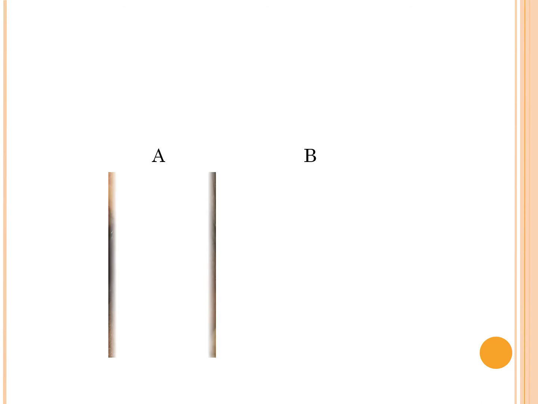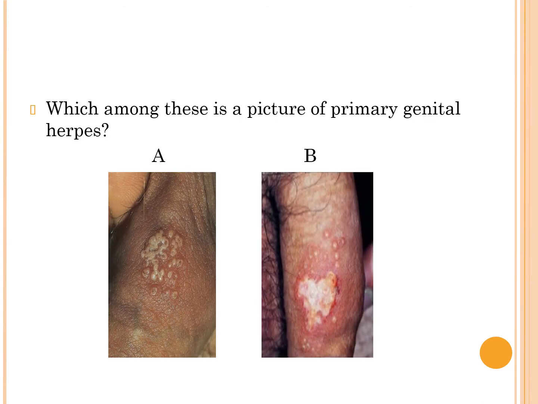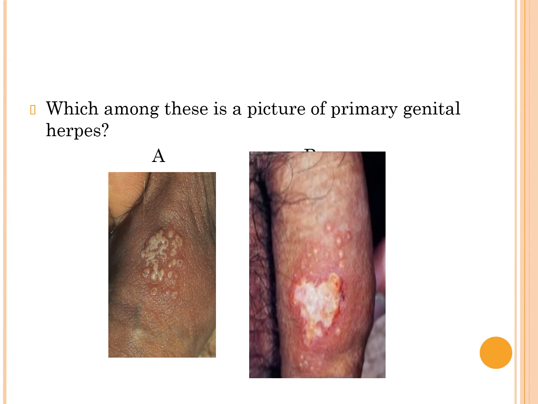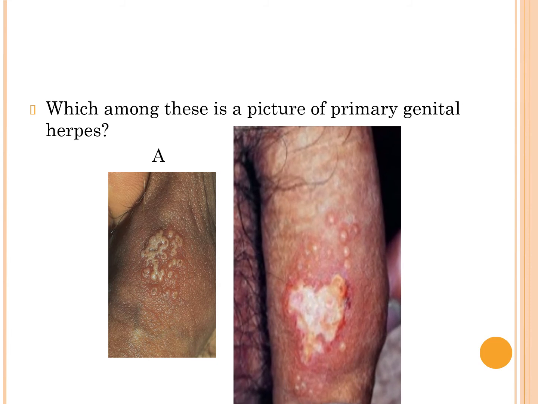Next question. Which among these is a picture of primary genital herpes? Now, looking at these two pictures here, since primary infections tend to be more severe in appearance and duration, the answer would be letter B, where the lesions seem to be ulcerating, as opposed to letter A, where the lesions are only vesicular.